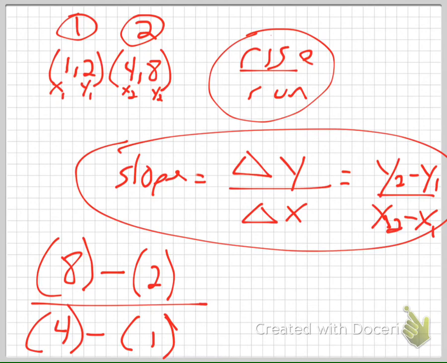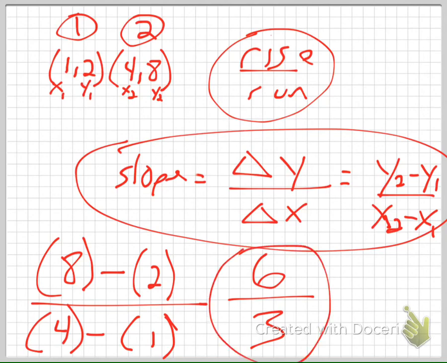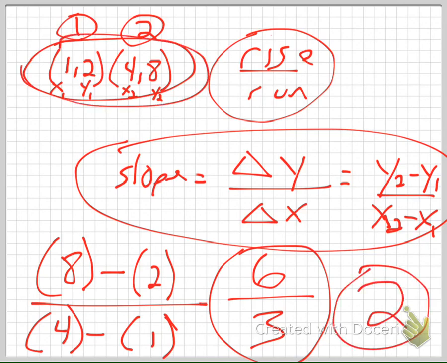Okay. Can we now do this math? Gigi, what's 8 minus 2? 6. What's 4 minus 1? What is 6 over 3? 2. The slope of the line that goes through these 2 points is 2. Make sense? I'll show you again.